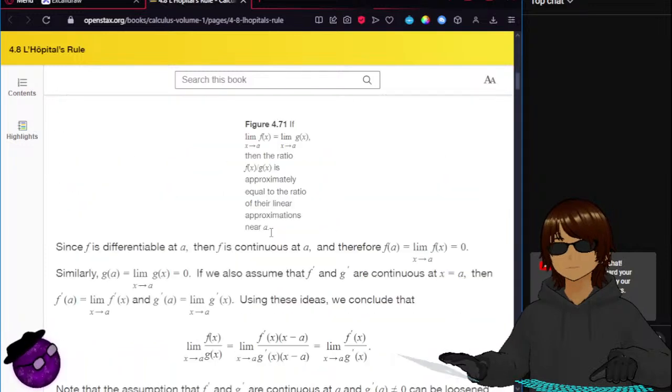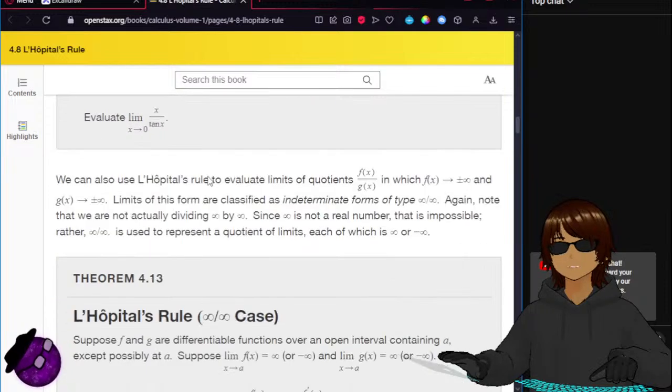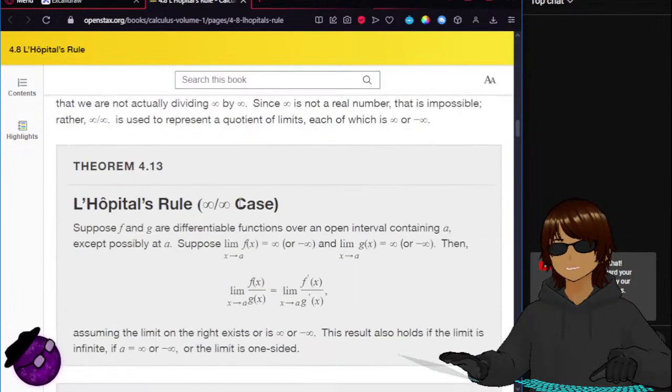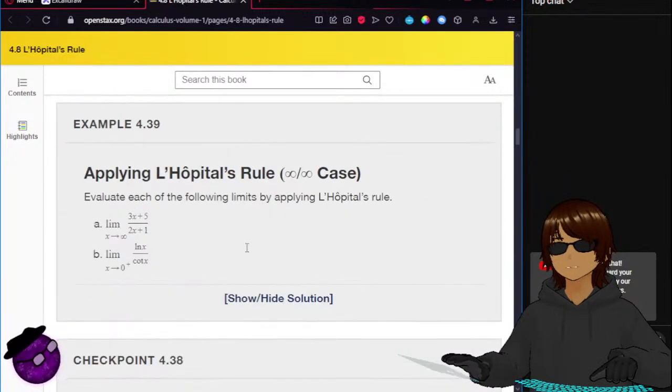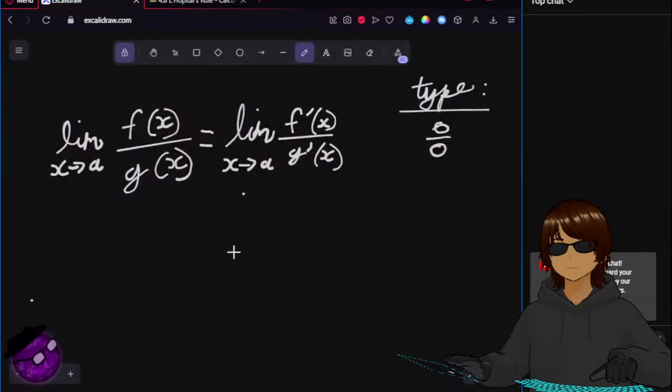So this is true for the 0 over 0 case, and this is also true for the infinity over infinity case. But they didn't provide the proof for the infinity over infinity part, for type 0 over 0 and for type infinity over infinity.